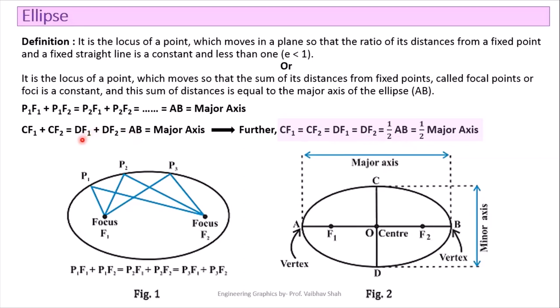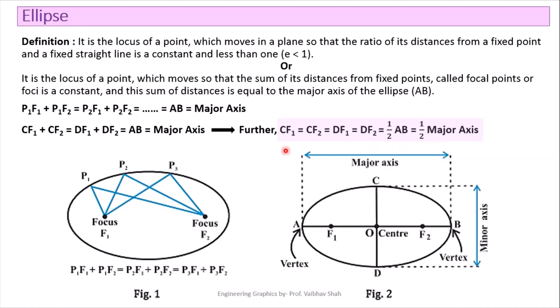So let us solve this case. So DF1 plus, in the place of DF2, we can always put DF1. So let us substitute here DF1 plus DF1. So we will be having 2DF1, which is equal to AB. So if we want to find out the DF1, then DF1 is equal to AB by 2, or 1 by 2 AB. So we'll be having 1 by 2 AB as your DF1 and DF2, which is a half of your major axis.